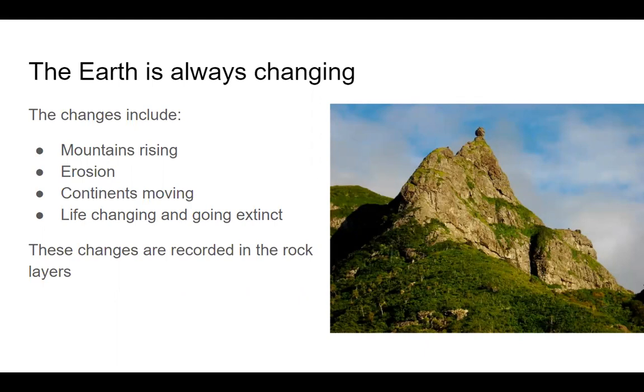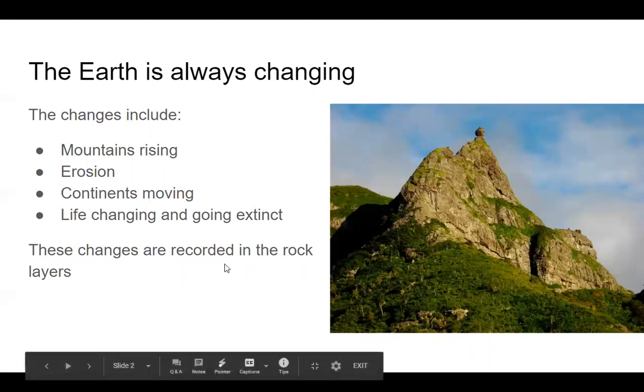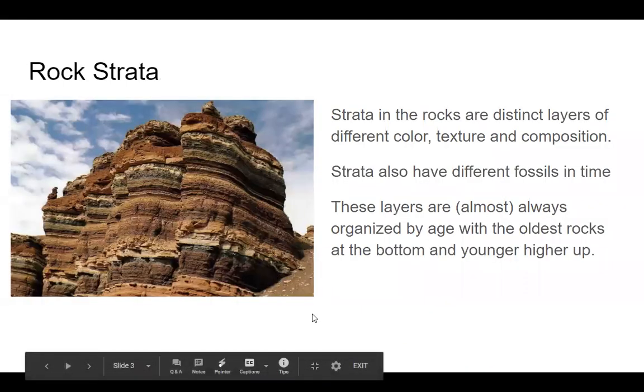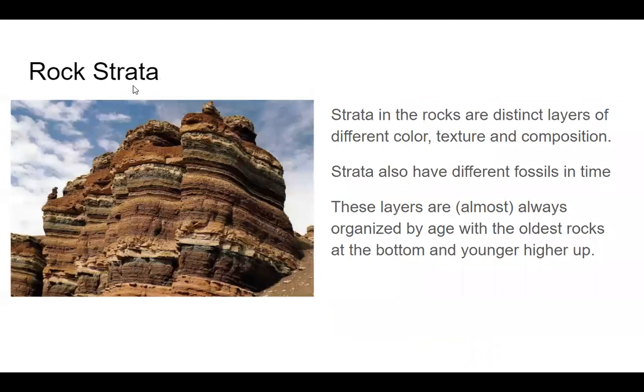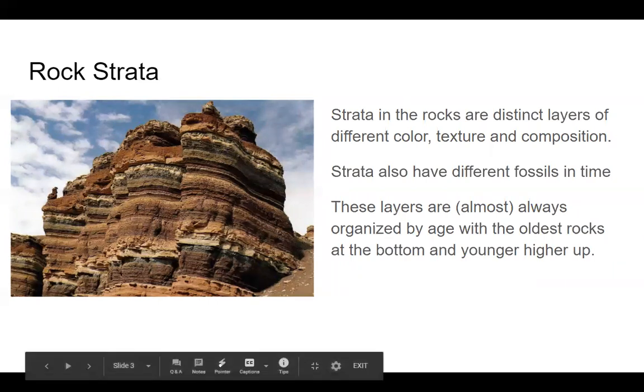Okay, so all of these changes are recorded in rock layers. And when we talk about rock layers, the word that we use in science is strata. Strata in the rocks are distinct layers of different color, texture, and composition. They also have different fossils in time. These layers are almost always organized by age, with the oldest rocks at the bottom and the younger rocks up at the top, okay?